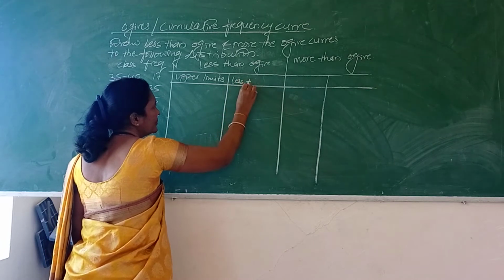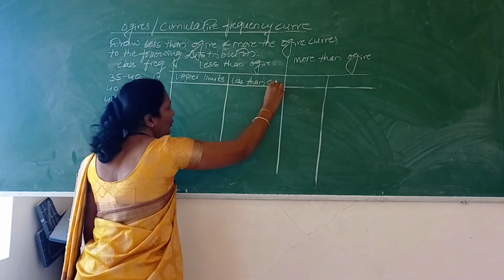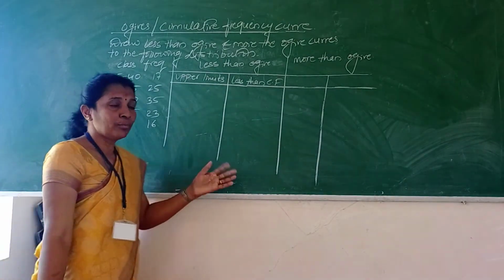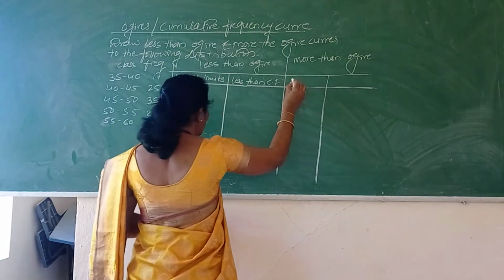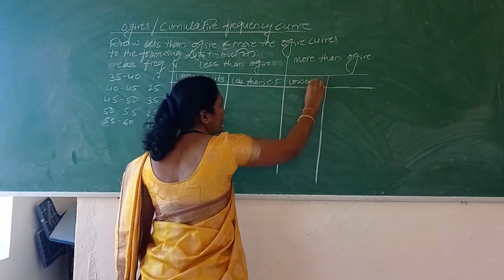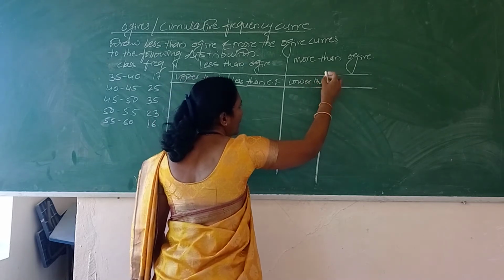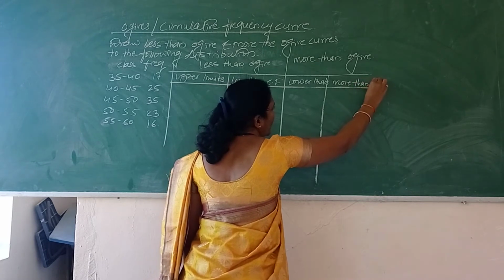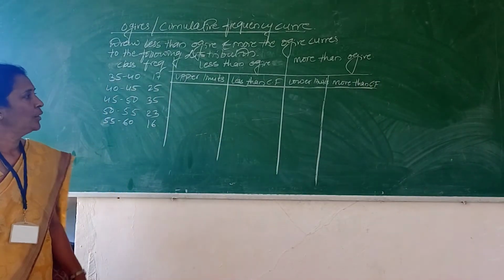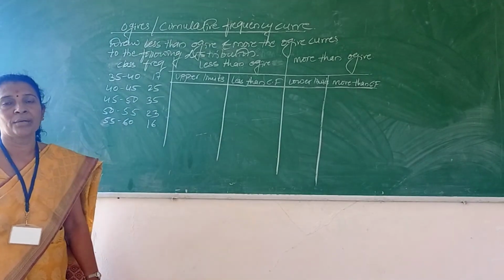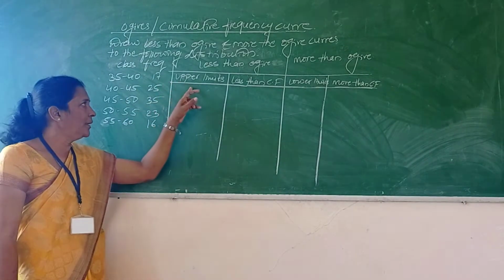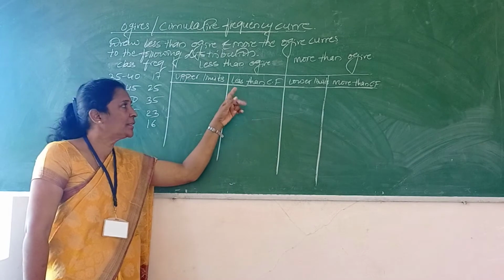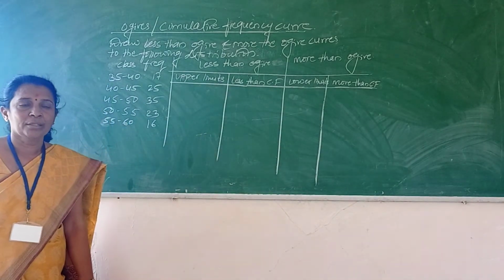And less than cumulative frequency, that is CF. Whereas for more than Ogive curve, you have to take lower limits and more than cumulative frequency. Do remember, to draw the less than Ogive curve you have to take the upper limits of all the classes, and since it is a less than curve, you have to take less than cumulative frequency.